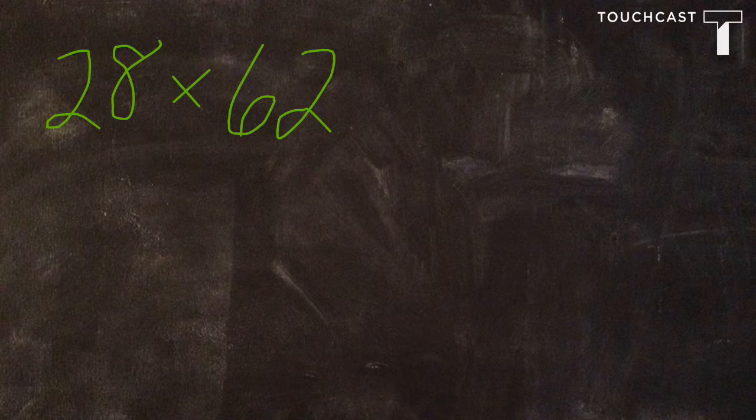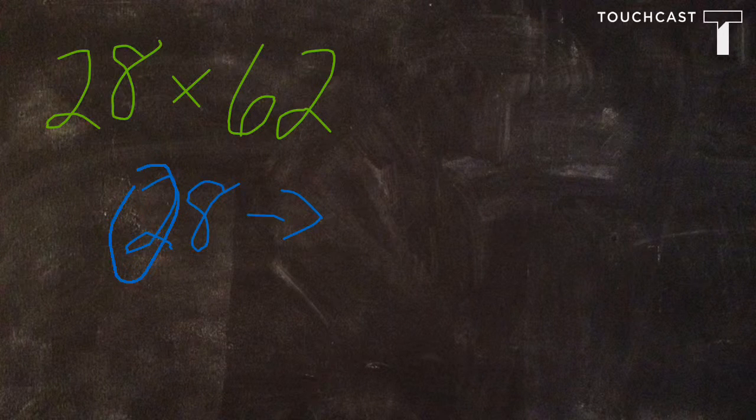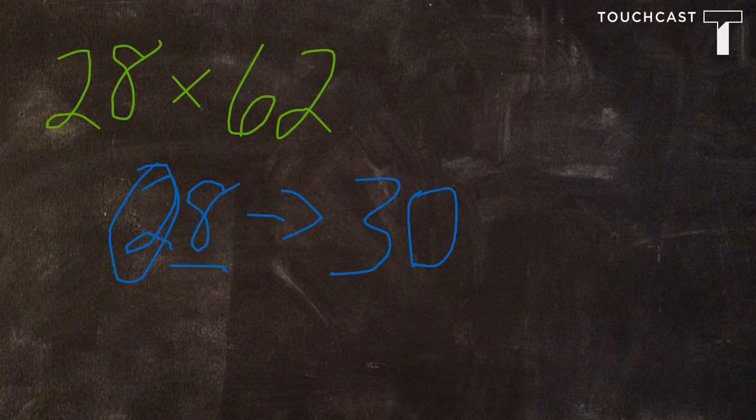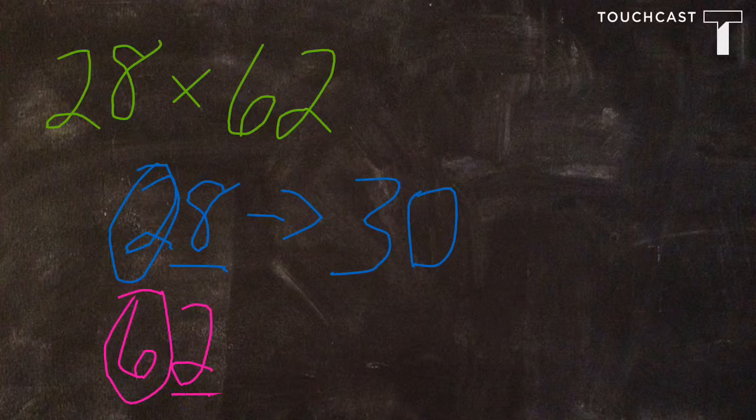The next one we are going to look at is 28 times 62. Now, again, we're going to round both of them using our rounding rules. 28 is going to round up to 30, because the 8 tells us to let it soar up to 30, and 62, the 2 in the ones place tells us to let it rest, so it's going to rest down at 60.